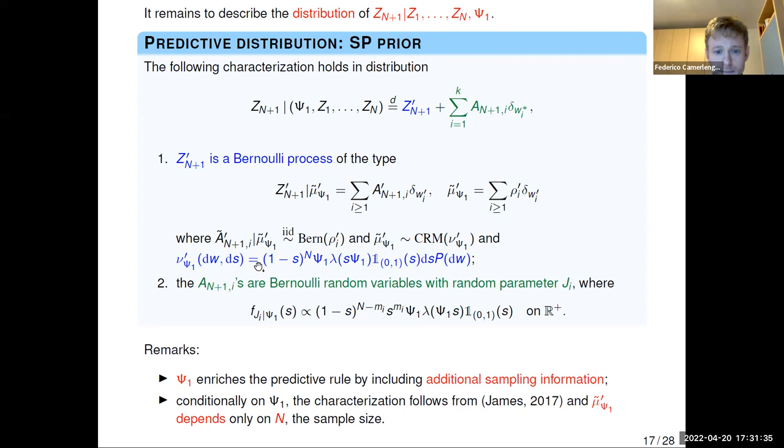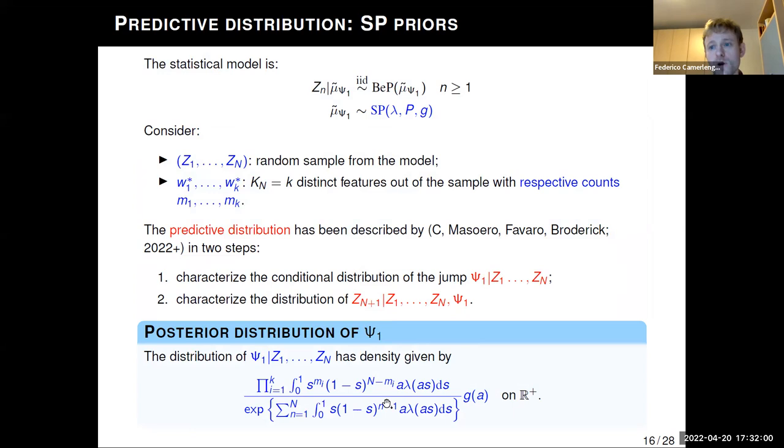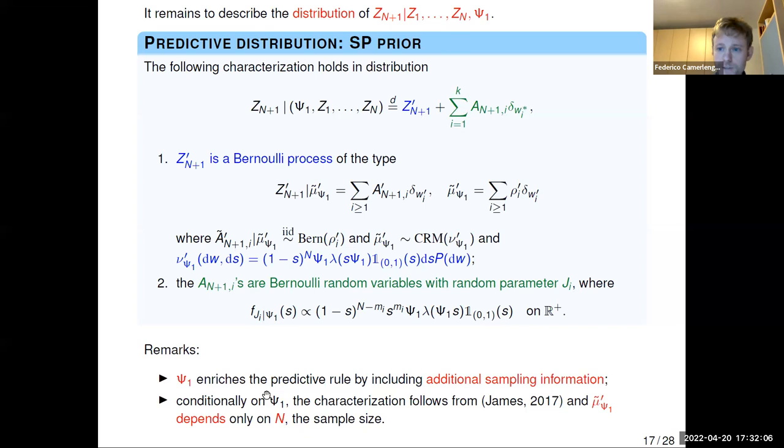The following Levy intensity depends on the initial sample only through the sample size n, but it also depends on C1. By the fact that this Levy intensity depends on C1, we have enriched the predictive structure of the previous statistical model. Indeed, the distribution of C1 depends on the initial sample through the whole sampling information. So the introduction of this random variable C1 has the ability to enrich the predictive rule of the statistical model by including additional sampling information. And you can control the sampling information that you have in your model. Then you have this part in green, which refers to the already observed features in the initial sample.